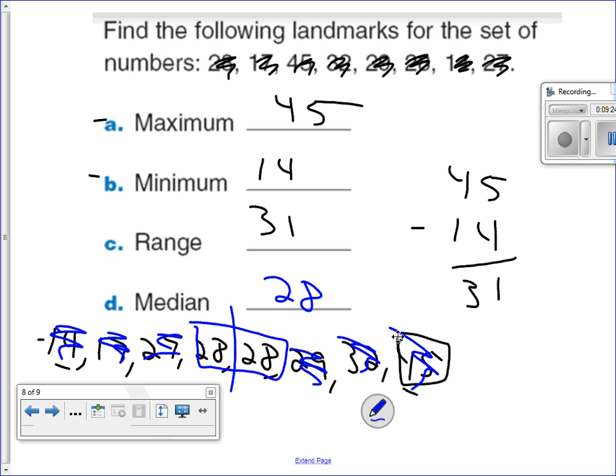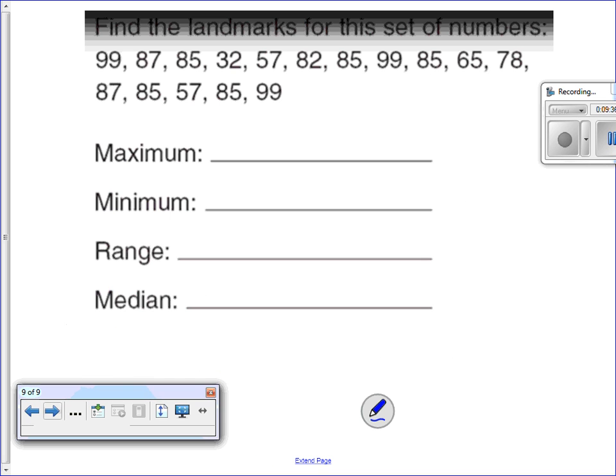Let's say I had, I'm just going to give you an example, a 26 and a 28 here. My median would be a 27, because that's what would be in between them. Okay, how am I doing on time? I'm going to do one more really quick. Nice set of numbers here.